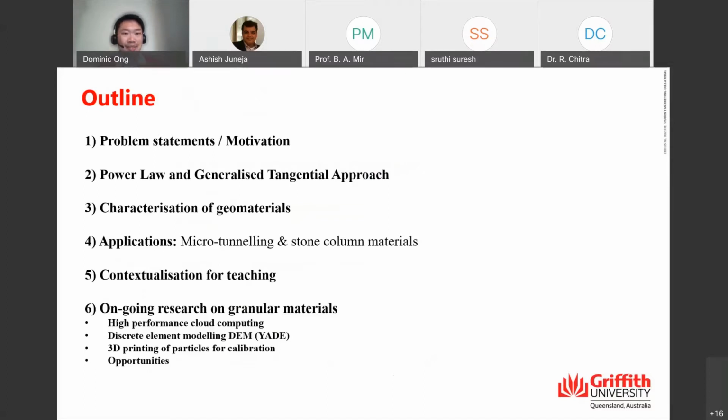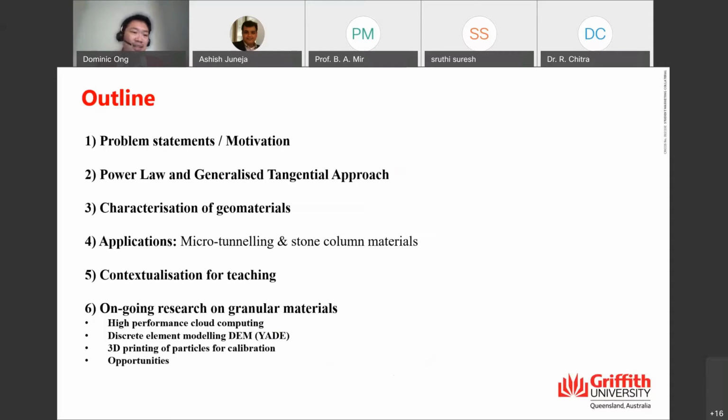Then I'm going to introduce to you the power law as well as the generalized tangential approach. And then we'll be touching on a bit of characterization of geomaterials, and I will introduce to you and also show you some figures. And if you want to read more detail, you can find it in all our publications in ASCE journals that I've given you some leads to so that you can follow through, or you can contact me if you need further details on all these materials presented today.